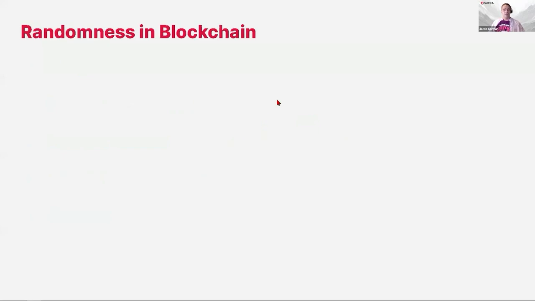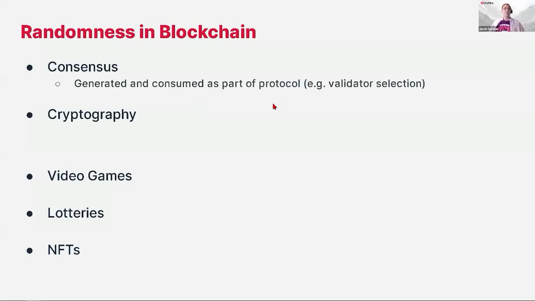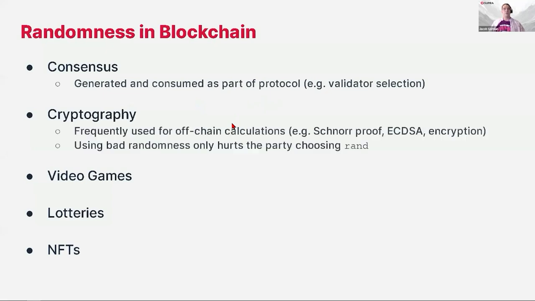Randomness in blockchain is a very important aspect of blockchain. It's used for consensus, cryptography, video games, lotteries, NFTs. These are all important places where we need randomness, but we want to narrow down our conversation a little. For consensus, the randomness is generally generated and consumed as part of the protocols, for example, validator selection. With each block, each round of the protocol, you end up generating new randomness for a future round. So that's not really what we're interested in. That's been rigorously studied. That is part of the consensus protocol.